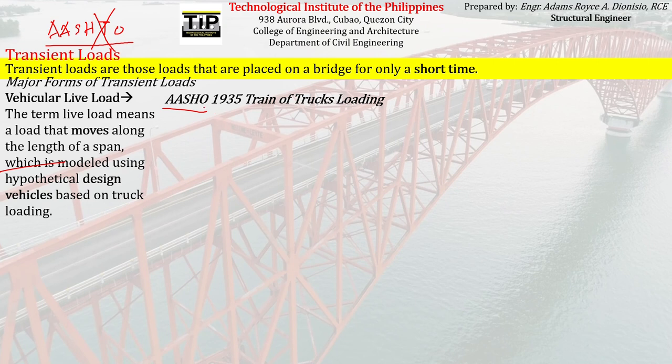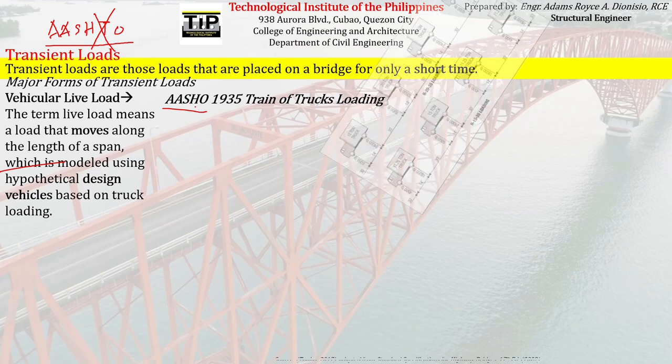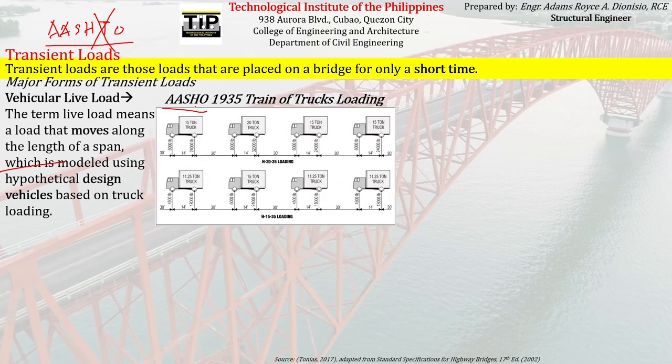Okay. So before, yung truck loading or design truck na ginagamit natin was the AASHTO 1935 train of trucks loading. So ganito yung itsura niya. Okay. So ang ginagawa natin doon, kapag nagde-design tayo ng mga bridges like this, bridge, like that, we anticipate na may dadaan sa kanya ng mga train of trucks like this. Train of trucks, ibig sabihin magkakasunod na truck.